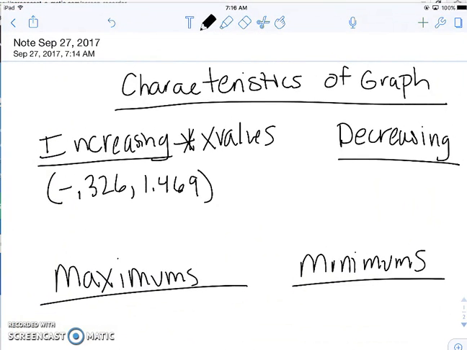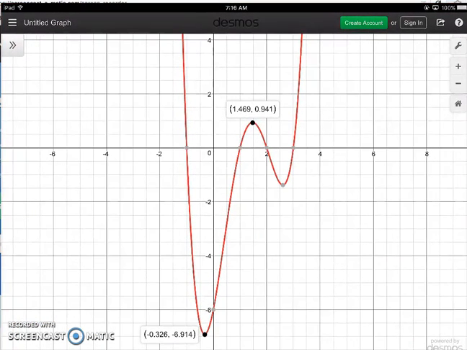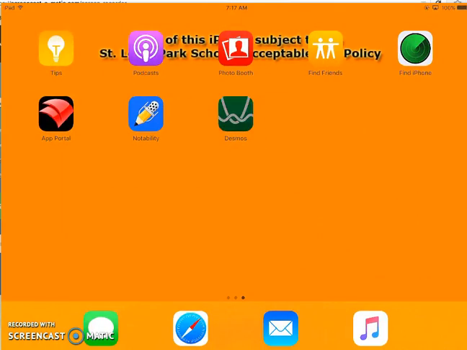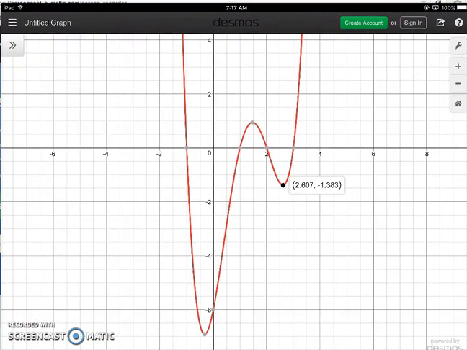But then if we look at that graph again, we have another increase. So it's increasing from here, and it keeps increasing, so we could say infinity. So we can go back, and it was 2.6 something, all the way to infinity. And again, we're always describing these increases and decreases with our x values.